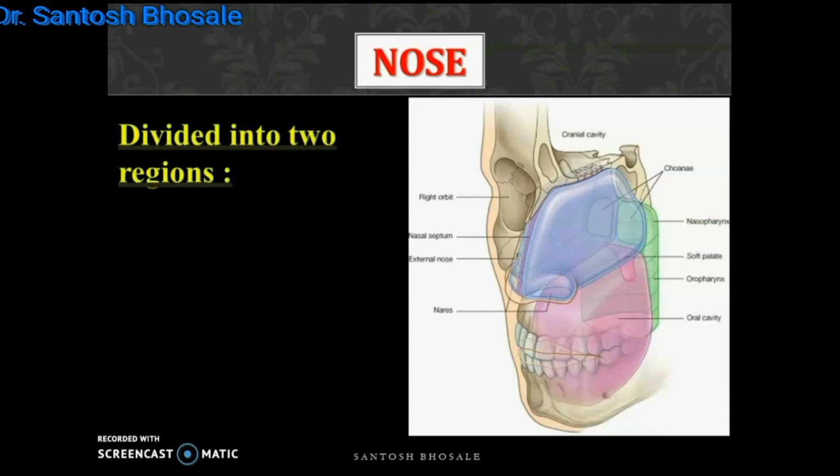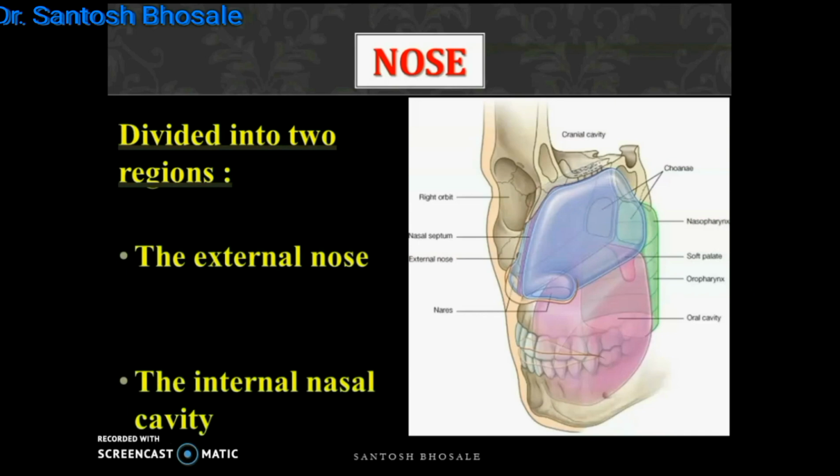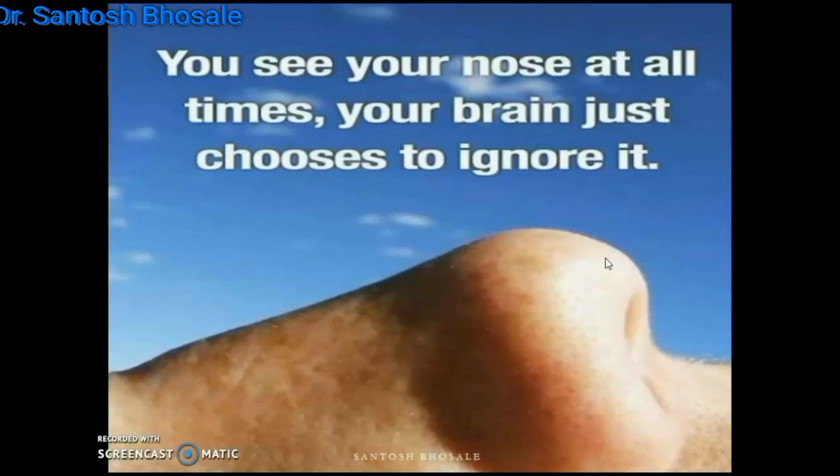Coming to the nose, it is divided into two regions: a pyramidal projection called the external nose, and a nasal cavity which is lined by respiratory mucosa and olfactory epithelium for the purpose of olfaction. You can see the external nose. It is the pyramidal projection from the facial skeleton. So every time your eyes see your nose, but the brain chooses to ignore it. You can see the external nose is a pyramidal projection having different parts.